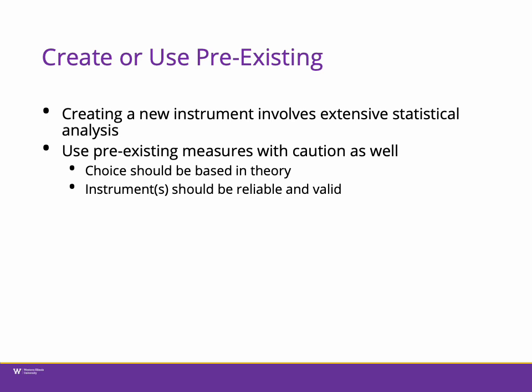So if you're going to use pre-existing measures, take some caution. The choice should be based on theory. It's not just, oh, this is short. Shorter isn't always better. Sometimes it takes precision, and precision takes time, and it takes lots of details. The instrument should be reliable and valid. It should be something that's been used by others. You might look for a measure that seems to be consistently used in studies on a particular topic. Well, if this is the thing that is measuring how pretty a unicorn is, then that's how I'm going to measure how pretty a unicorn is, whatever the variable of interest might be.